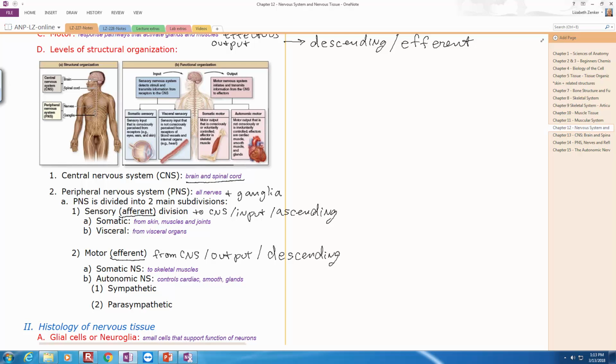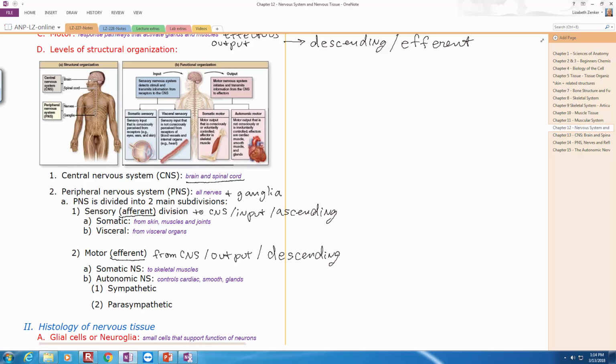Autonomic, think more like automatic. You don't have to think about it. Your body's going to take care of it. It's going to do it automatically, kind of like autopilot, okay? So autonomic, think your cardiac muscle, your smooth muscle, and your glands. You aren't telling your heart to do things. You're not telling your esophagus to push the food down. You're not telling your stomach how to digest. You're not telling your bladder, go now.